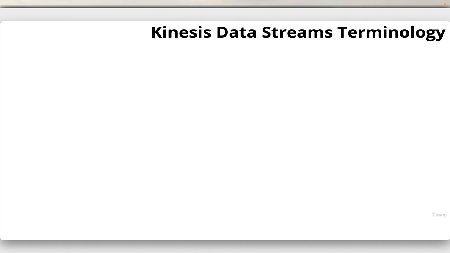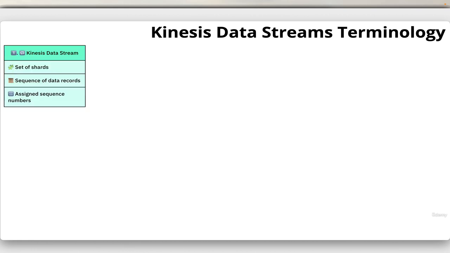So now I'll cover all the terminology associated with Kinesis data streams. First, a Kinesis data stream is a set of shards. Each shard has a sequence of data records. Each data record has a sequence number that is assigned by the Kinesis data stream.